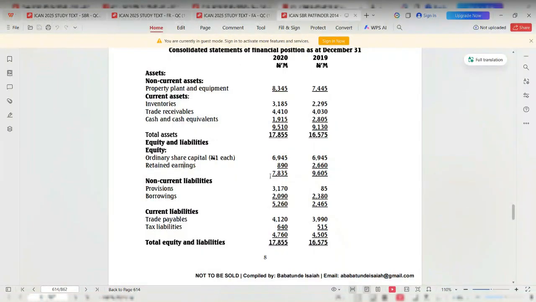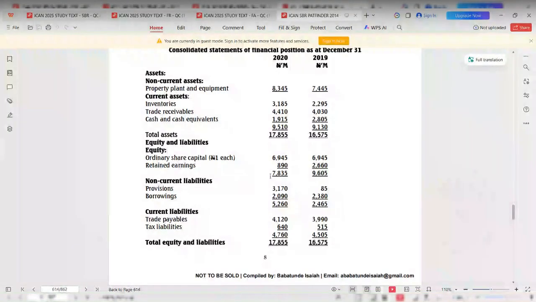For skill students, you will be doing consolidated, you will be doing GPFS, General Purpose Financial Statement, where we'll be doing statement of profit or loss, statement of comprehensive income, statement of cash flow, etc. And then in that statement of financial position, we will say our account balances when our total asset is the same thing as total equity plus liability. So please let us take note of this.